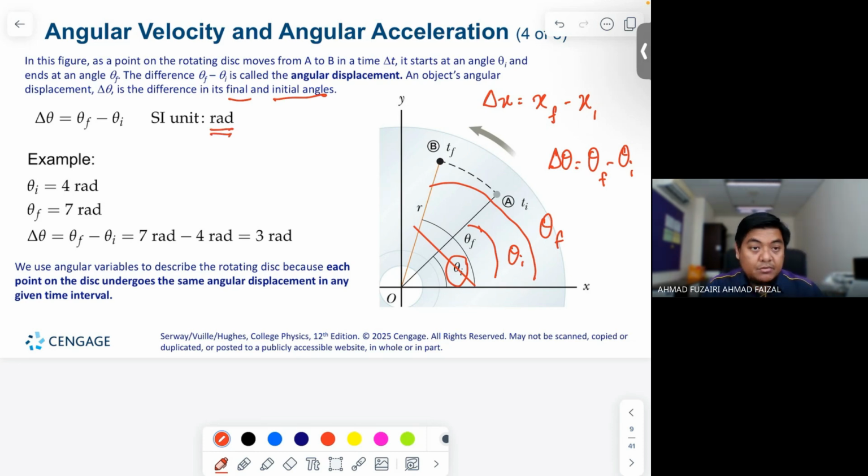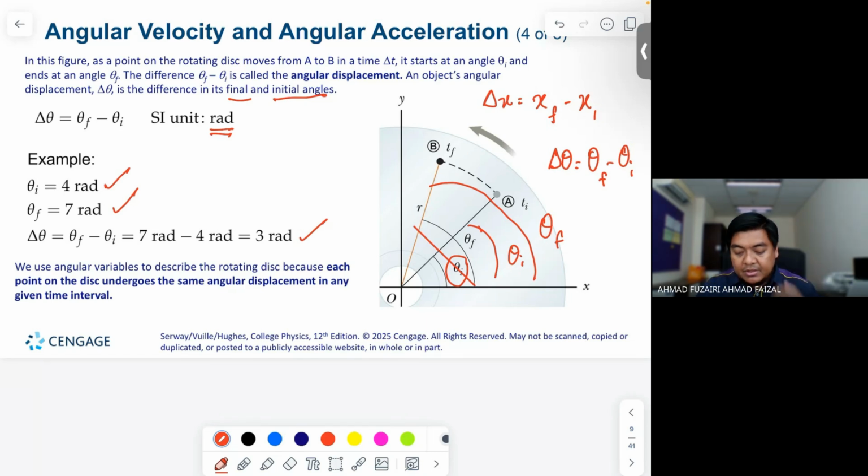So when you look at a question where they give you some radian, that is the angle or the angular displacement. For example, when you have theta initial at 4 radian and theta final at 7 radian, you can see that delta theta, the angular displacement, is 3 radian. 7 radian minus 4 radian gives 3 radian. We use angular variables to describe a rotating disk, because each point on the disk undergoes the same angular displacement in any given time interval.